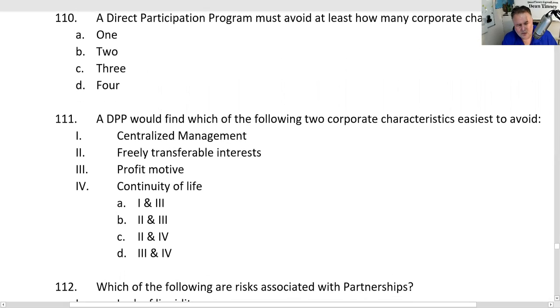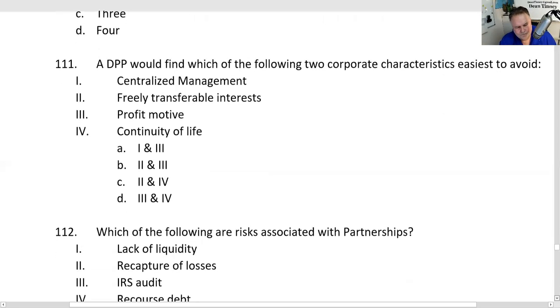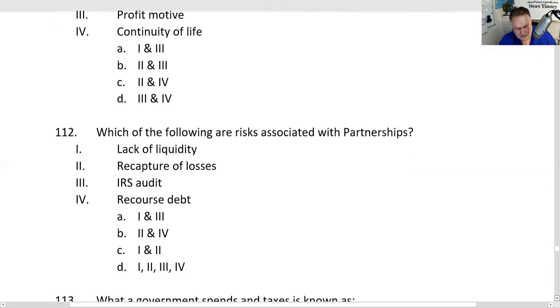Now, it's going to be hard for direct participation to avoid centralized management because they have a general partner. 2 is very easy. Partnerships do not have a freely transferable interest. You can't get in or out of a partnership without the GP's permission. So 2 is easy to avoid. Profit motive, you better not tell them you're not trying to make money because the IRS will be upset with you. Continuity of life, partnerships have a finite life. And so the answer is 2 and 4, 2 and 4. Very much a test question.